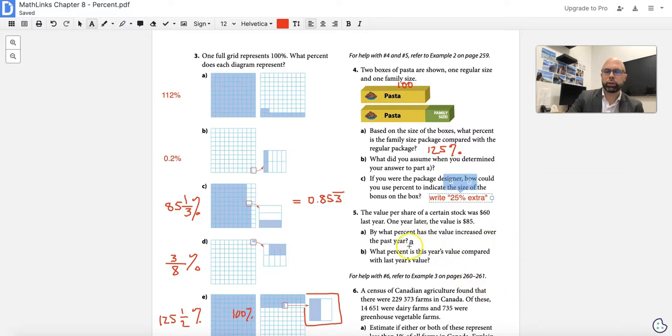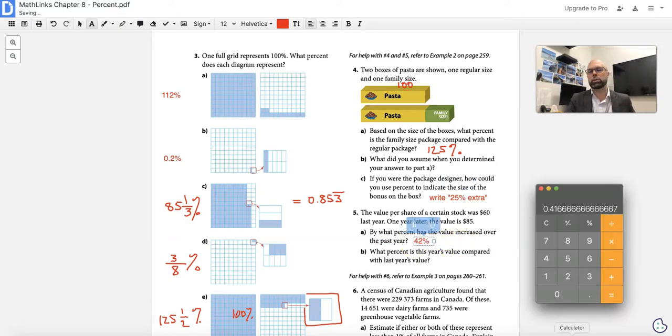Okay, let's go with that for now. What percent has the value increased? So I'm going to say 42%. I'm getting that by rounding 41.6, repeating percent, up to 42%. Yeah, that makes sense.